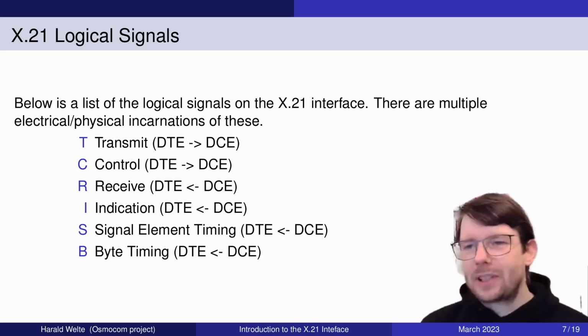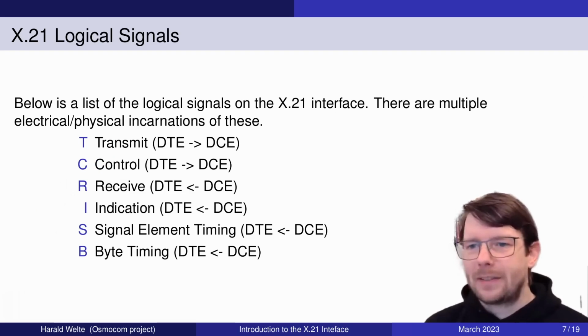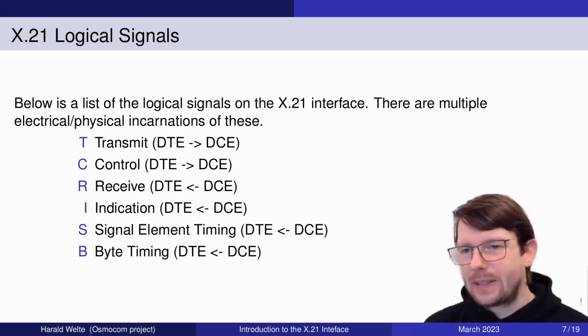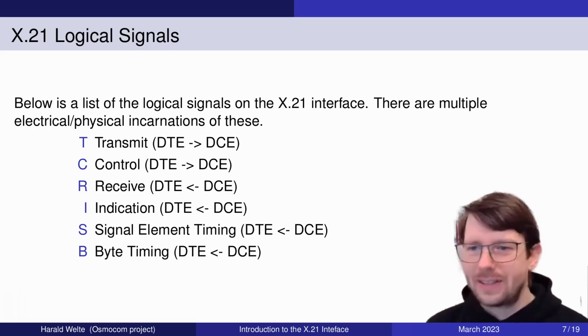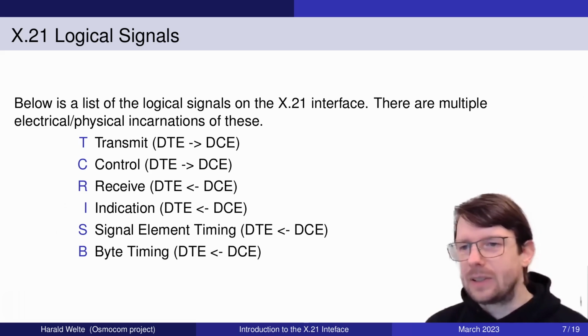So what kind of logical signals do we have in X.21? This is a list of the 6 signals that exist. There are multiple electrical or physical incarnations, which we will look at later. Let's look at the signals first. So we have transmit, control, receive, indication, signal element timing, and byte timing. I indicated directions here. We will look in the next couple of slides in a bit more detail at those signals and what they do and how they are used.